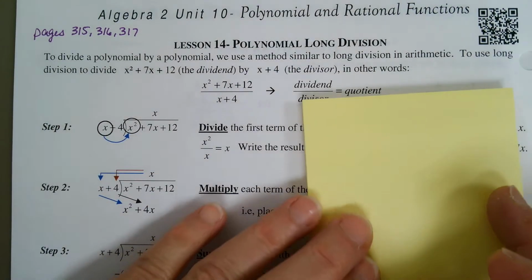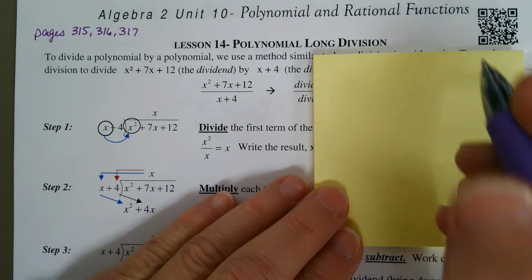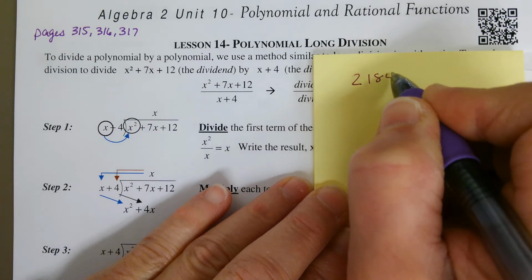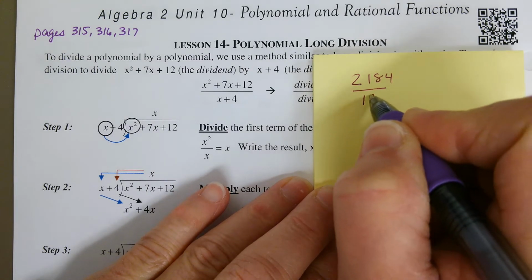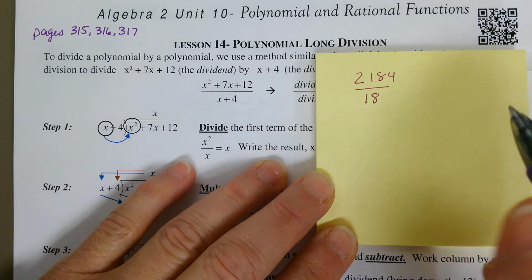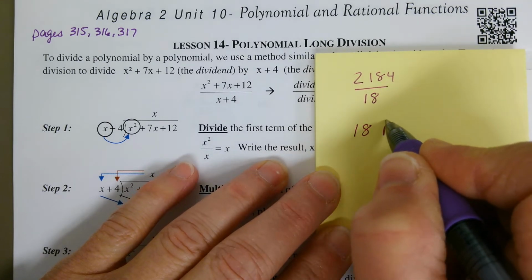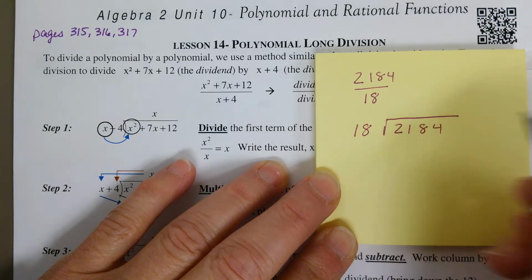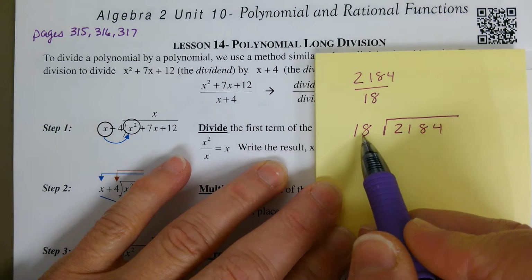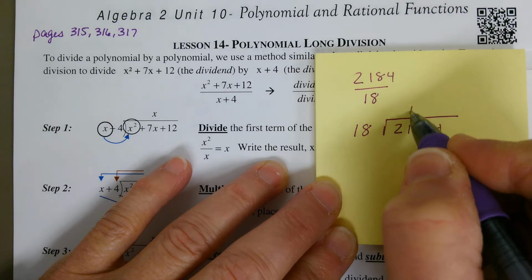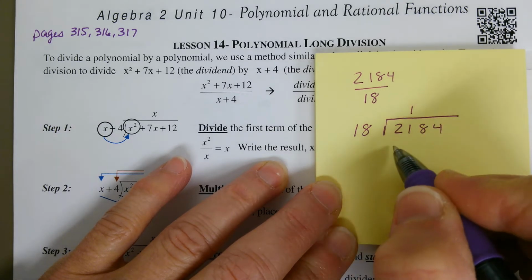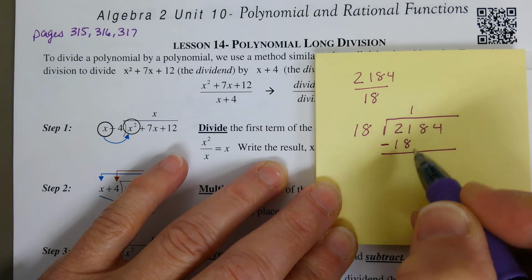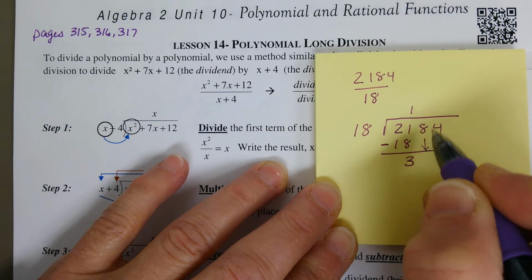For example, let's say we had 2,184 and we want to divide that by 18. We would set up long division. We have 18 divides into 2,184, how many times? Well, 18 goes into 21 once. Multiply 1 times 18 is 18. Subtract. We get 3. We would bring down the next digit, 8.